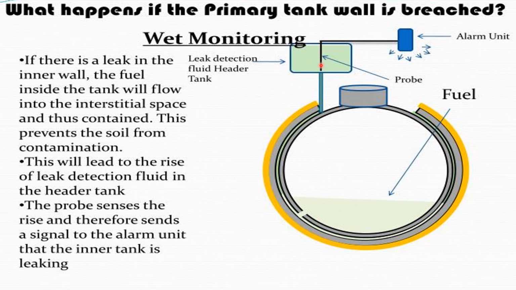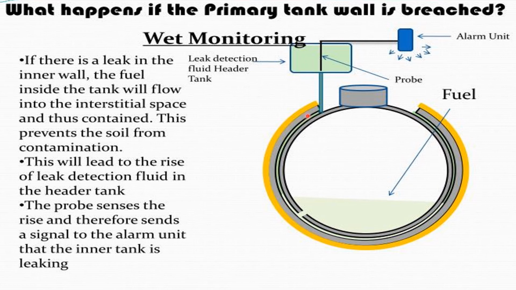So since it's higher, that means there's more pressure. It'll push it down, and it'll come out into your fuel, and all of a sudden you'll start getting water alarms in your fuel. If you get water alarms in your fuel, that could mean that you've got a brine leak from your interstitial space.